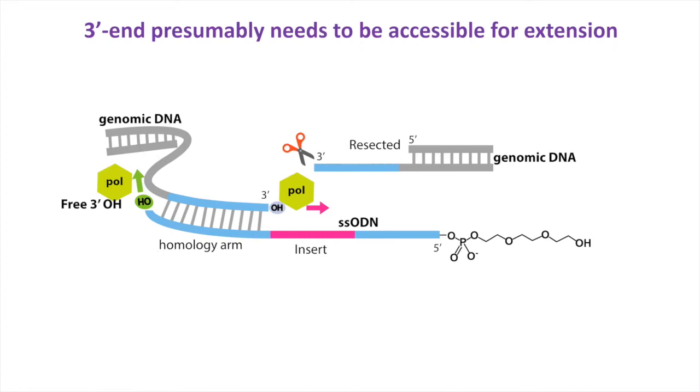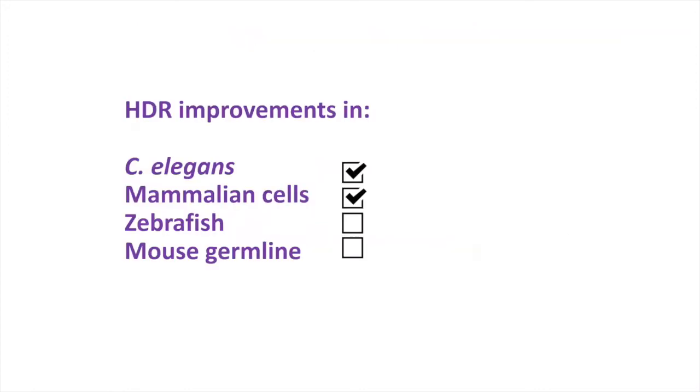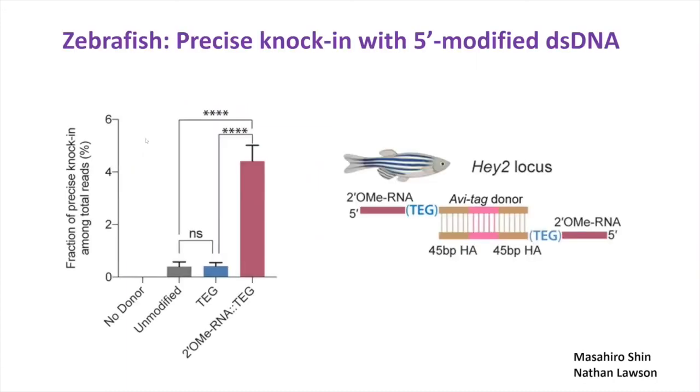So far we've talked about HDR improvements in C. elegans and mammalian cells. What about other species? It does work in zebrafish and mouse germline, so I'll show you very quickly a little bit of that data. In zebrafish, this was in collaboration with Nathan Lawson's lab. The unmodified DNA donor or TEG-only donor did not show significant precise edits, but the RNA tag donor did.